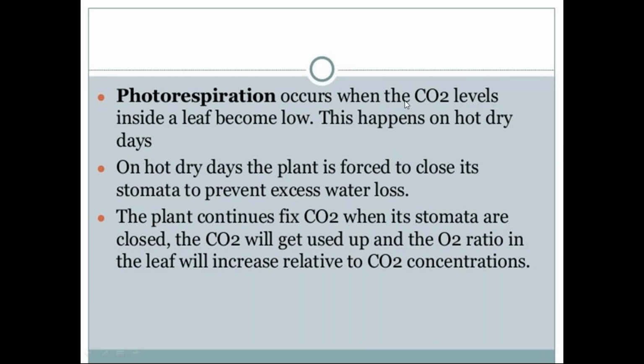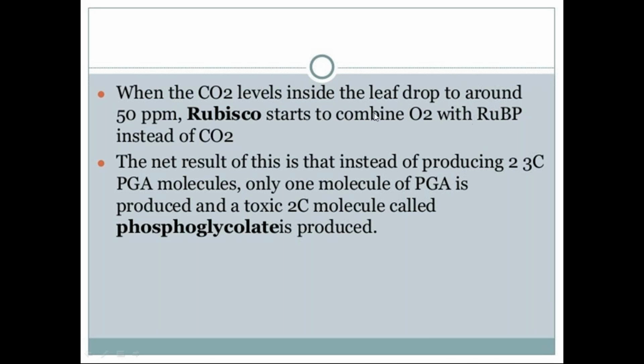So, photorespiration occurs when the CO2 level is very low. It occurs in hot and dry conditions. On hot and dry days, the stomata close to prevent excess water loss, so CO2 fixation falls and the oxygen ratio is very high. At that time, the Rubisco enzyme binds with oxygen instead of CO2, due to which phosphoglycolate, a toxic molecule, is produced, and no glucose molecule is synthesized. As a result, photorespiration is a wasteful process.